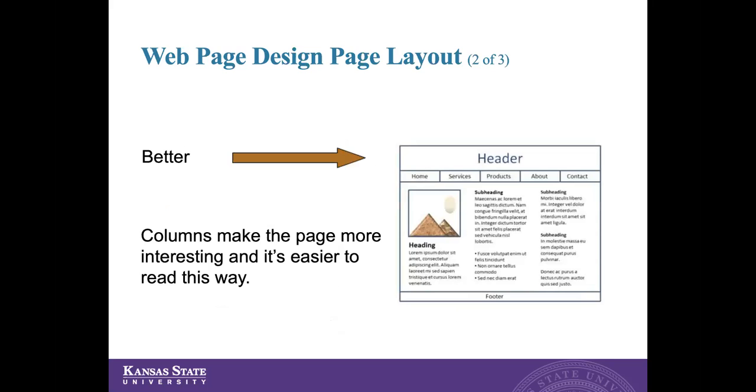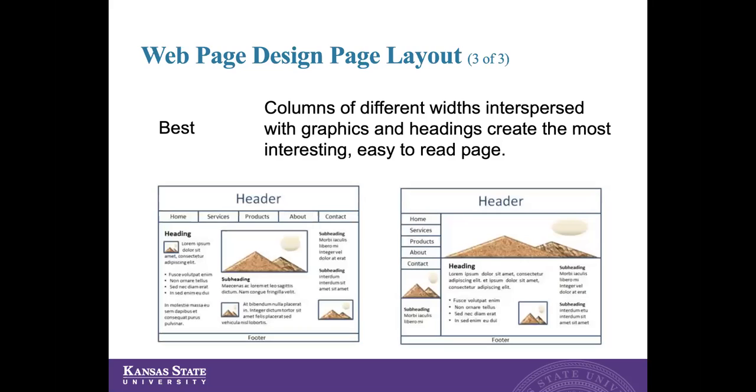This one is a little better. We're dividing it into 3 columns. We have a graphic there. So it's looking better. It's a little more interesting. But these would probably be the best way to think about how you would do a layout. So we have a header. We could either do a vertical or a horizontal navigation.